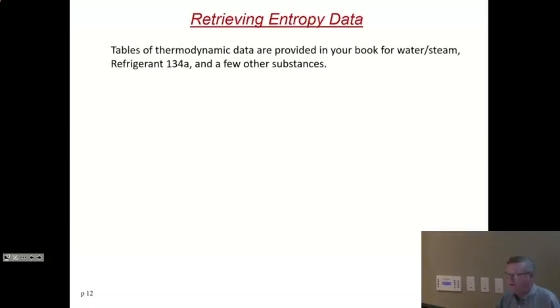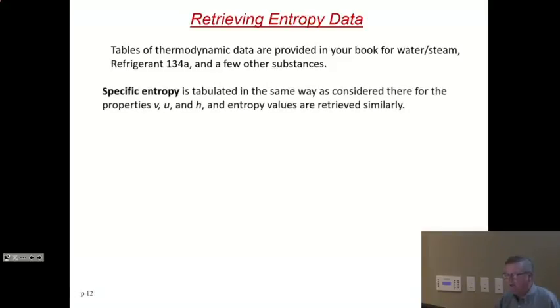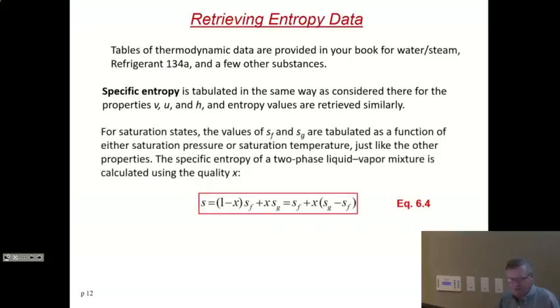Now, if you retrieve your tables, you can find them for water and steam, just like you did with enthalpy. They're tabulated specific entropy per kilogram or per mass, or you can have it per mole as well.